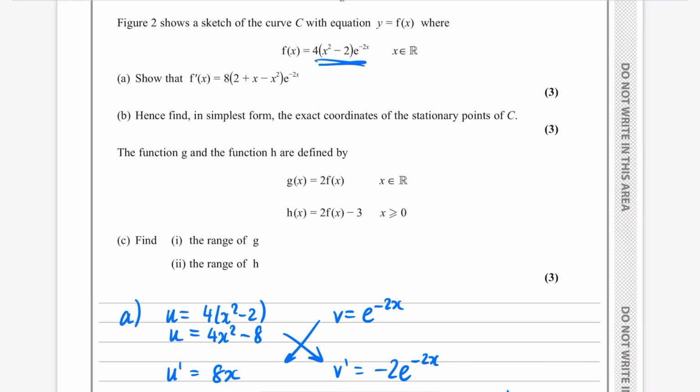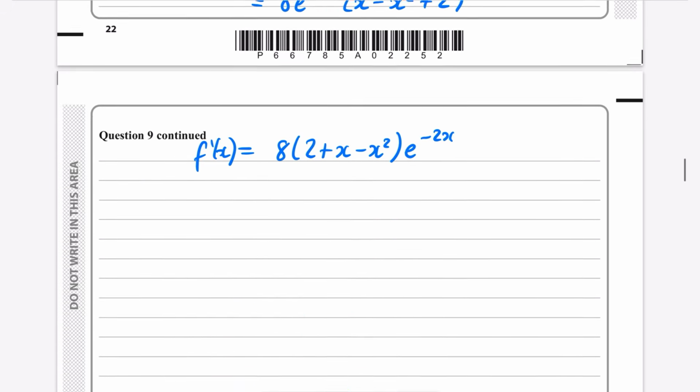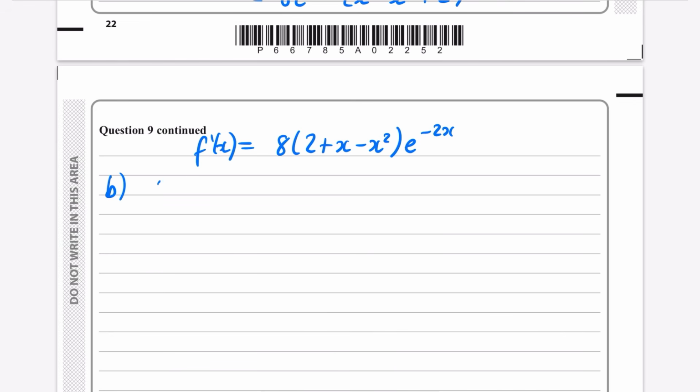Okay, part B, it says, hence find in simplest form the exact coordinates of the stationary points. Now, stationary points, that means that there's plural here. It's when the first derivative is equal to 0. So I want this first derivative to be equal to 0, which means I want 8, 2 plus x minus x squared e to the minus 2x to be equal to 0.